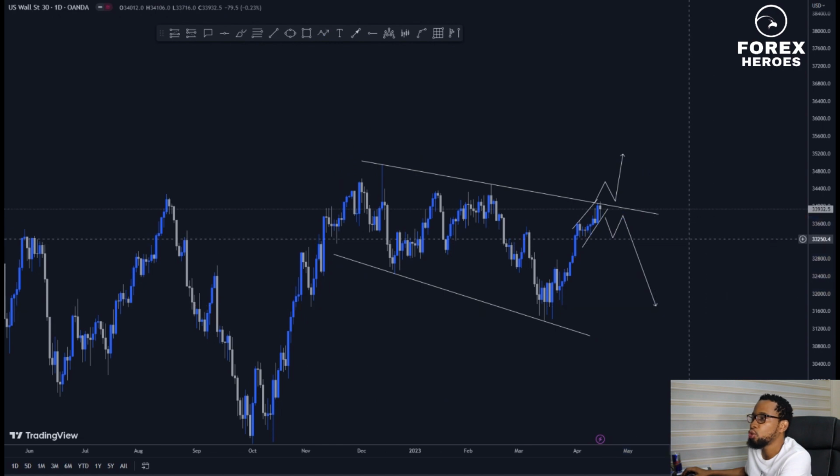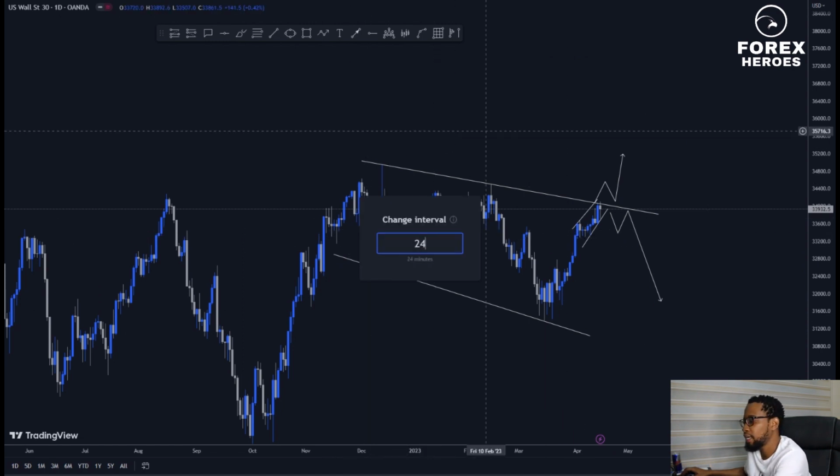I also urge you guys to make sure that you always get your proper analysis from higher time frame structure. That way you'll be able to understand and make use of the inner pattern.